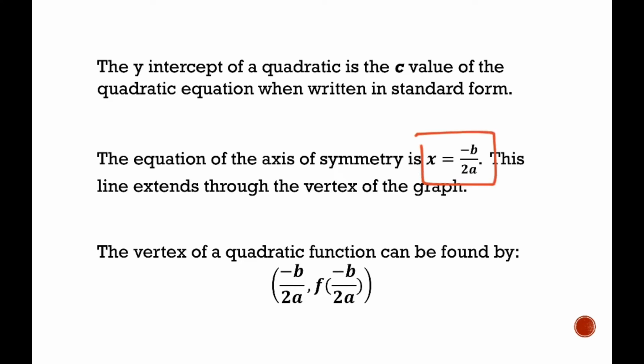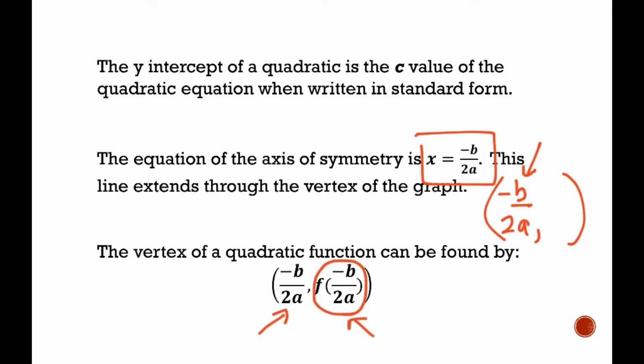Like I said, when you do -b over 2a, that gives us the x-coordinate of the vertex, and so to get the y-coordinate, you would plug this in for x, and what you get out is your result. So that's what this means down here. This is your input, and then this is what you get out. So f of that number, whatever it is. We'll talk about how to do that.